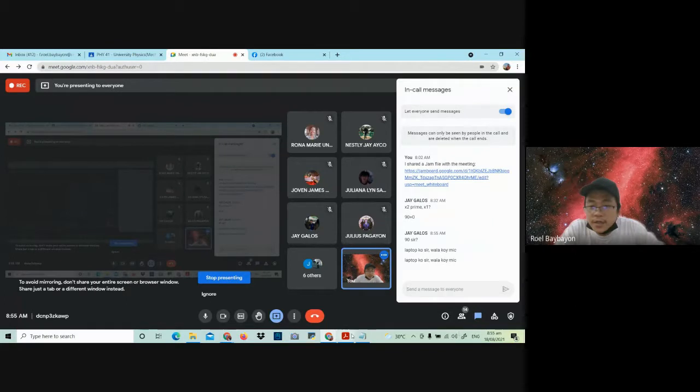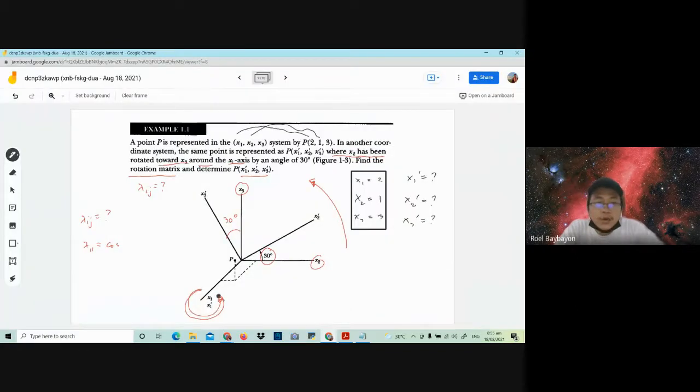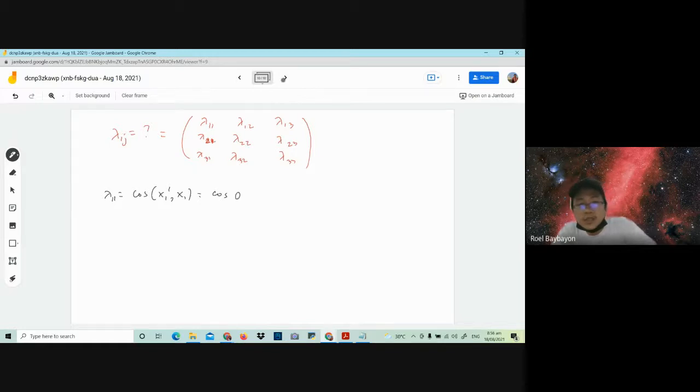Okay, 90? Look, the angle between x1 and x1 prime. x1 did not rotate. You rotated around that axis, so there is no angle between x1 and x1 prime. It is 0. Right? x1 stays the same, it did not change. So the angle between these two is 0, and therefore cosine 0 is 1. So that is the answer for lambda 1 1.